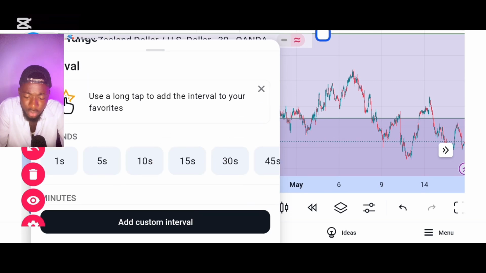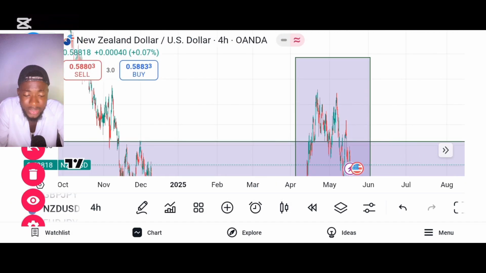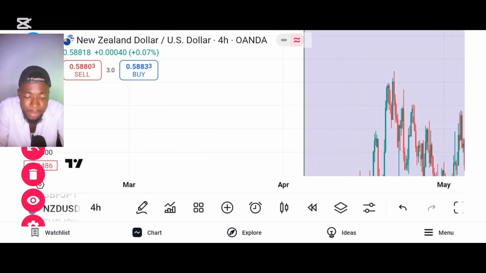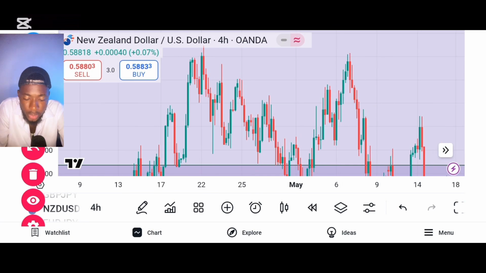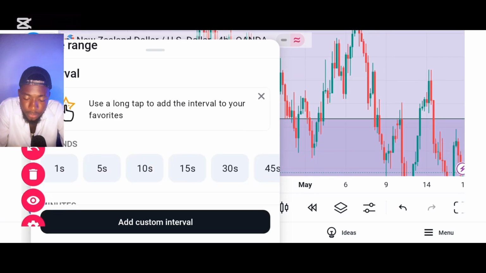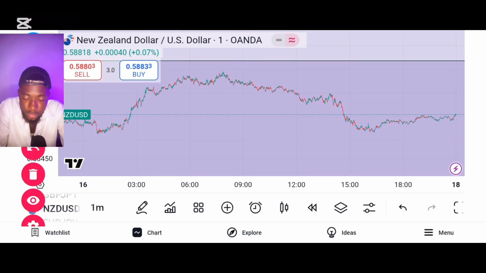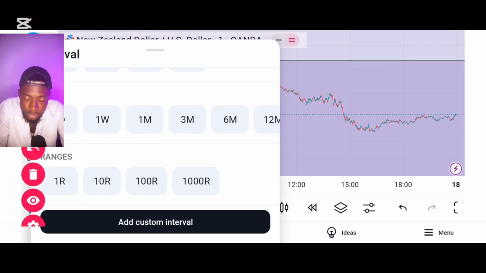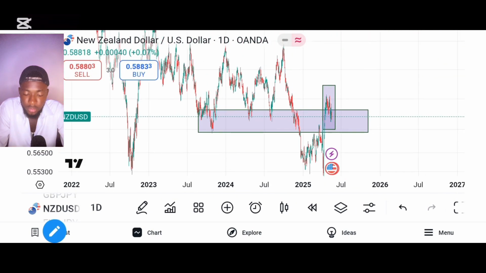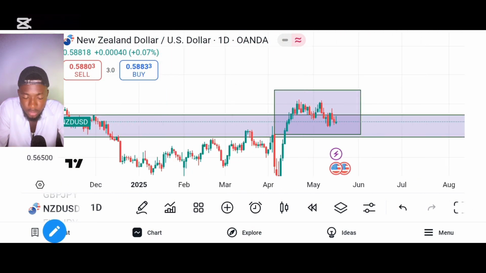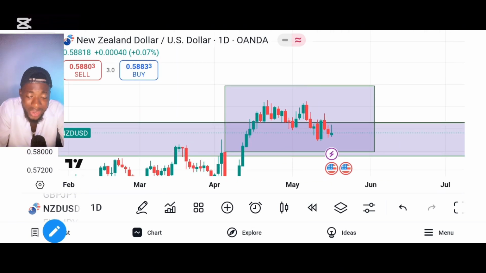So if you go to, let's say, a 1 hour time frame, a 4 hour time frame, you're going to see a candlestick here. You're going to see a candlestick that is telling you that this market is very likely to reverse. Okay, so let's look at the daily time frame. You're surely going to see a candlestick that tells you that this market is very likely to reverse.